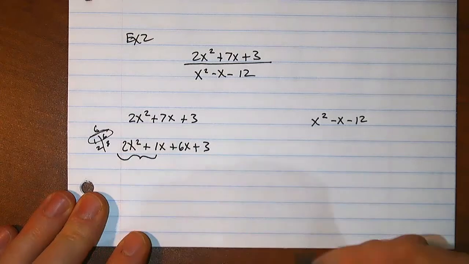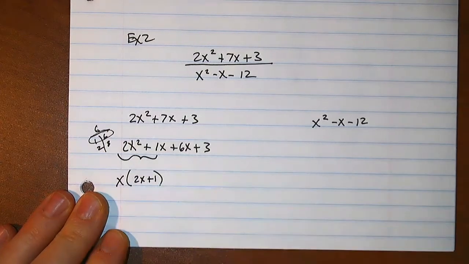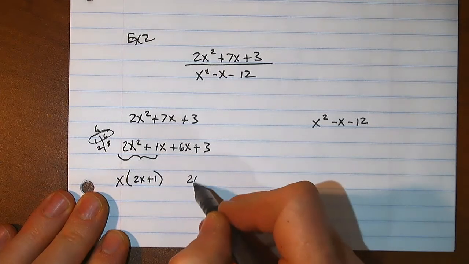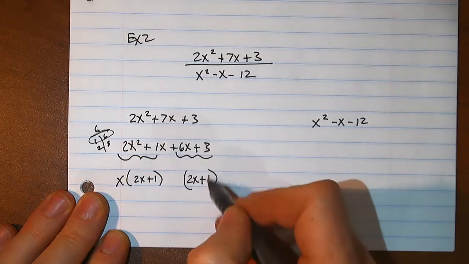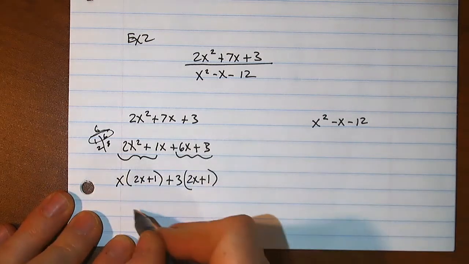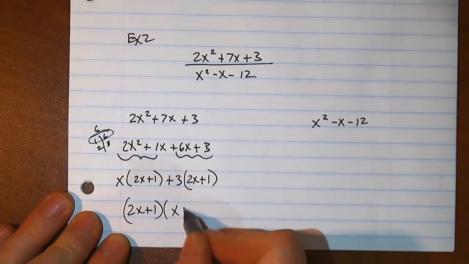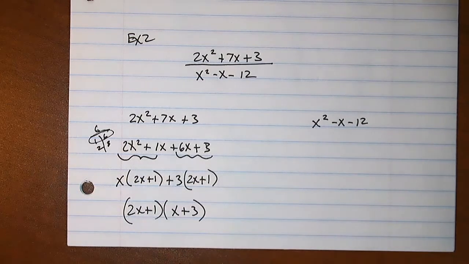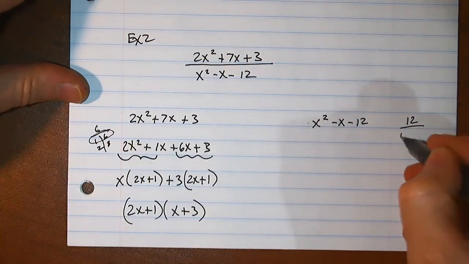I'm going to factor the first two. They have an x in common, and that leaves behind an x plus 1, or 2x plus 1. That means this also has to have a 2x plus 1 in common. So I must have divided out or factored out a 3, and that seems to work. So I get a 2x plus 1 for my common factor, and an x plus 3 for what it was distributed to. So there's my first one. Same thing over here. 1 times 12 gives me 12.